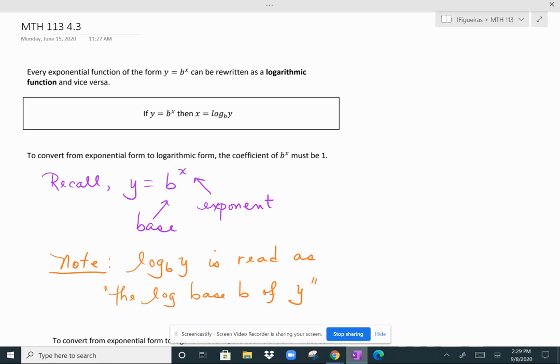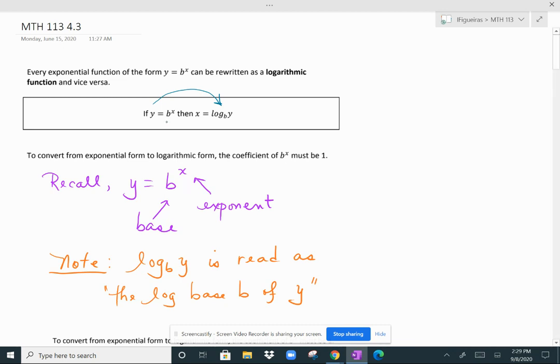Hi, in this lesson we're going to focus on logarithmic functions. There is a relationship between exponential functions and logarithmic functions. If we have an exponential function y equals b to the x, it can be rewritten as a logarithmic function: x equals log base b of y.